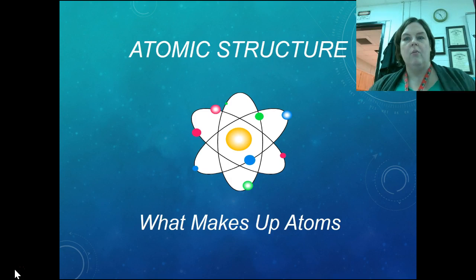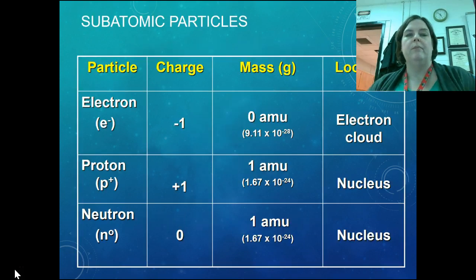This is Origins of Atoms and Energy Unit. We're going to be talking about atomic structure here and what makes up atoms. So, first of all, you kind of already knew this. Subatomic particles make up atoms, and the subatomic particles are as follows. We have electrons, protons, and neutrons.